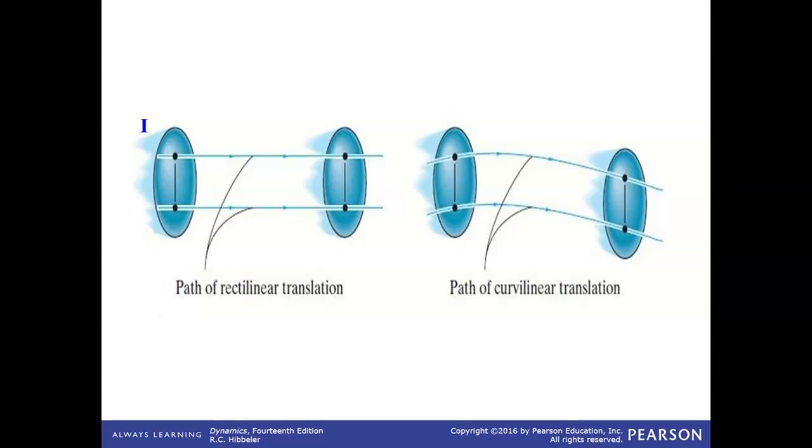There are two types of translation motion. One is rectilinear translation, where the motion of the body can be expressed as straight lines. And the second one is curvilinear translation, where the motion of the body is along a curve, but still there is no change in velocity between 2 points. So this is also a type of translation, which is curvilinear translation. In fact, in that first example of the amusement ride, passengers go through curvilinear translation.